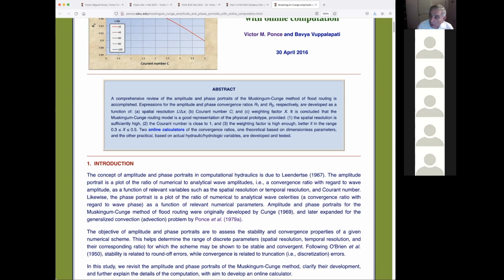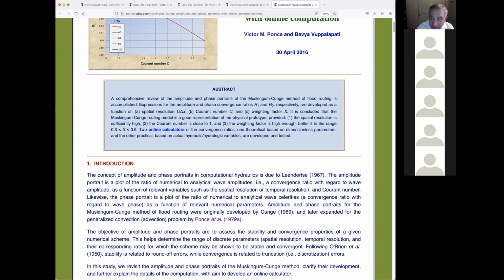The Courant number is important because the Courant number is a rule. It's a law. Some schemes are unconditionally stable, like the Lee scheme. Some others, like the Shaki scheme or the Maka scheme, are stable only for Courant number greater than 1 or Courant number less than 1. So we need to keep track of the Courant number. As it turns out, in the case of the Muskingum-Kunch methodology, the Courant number equal to 1 or very close to 1, we'll see that, is the one that produces the best convergence.